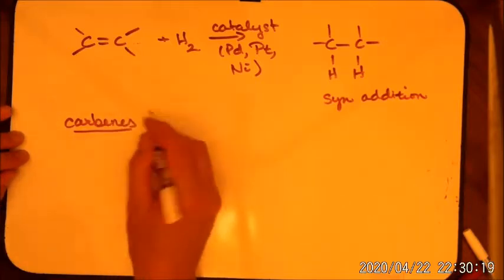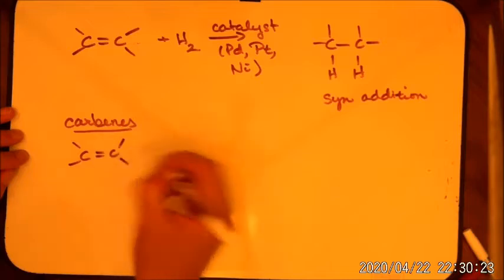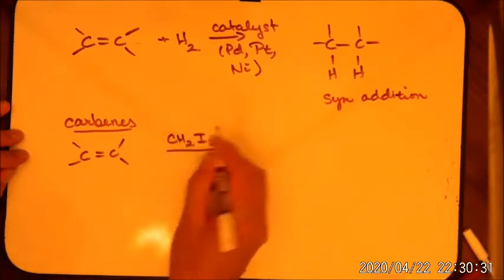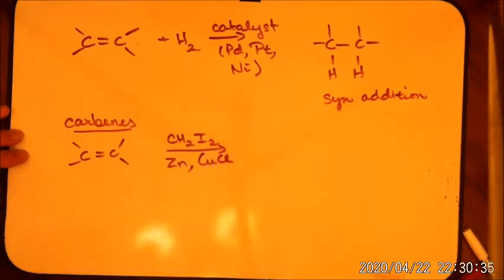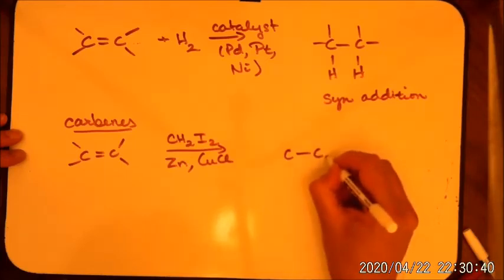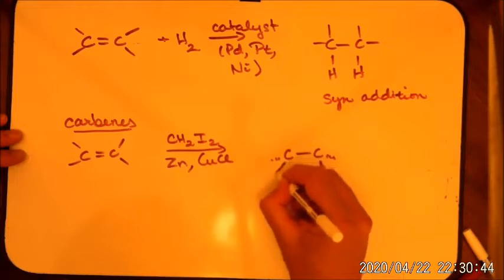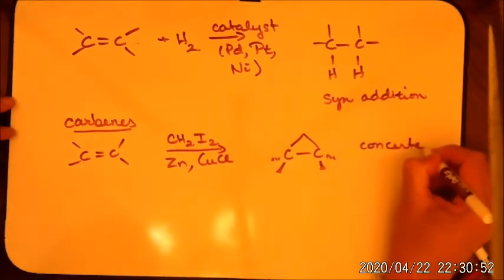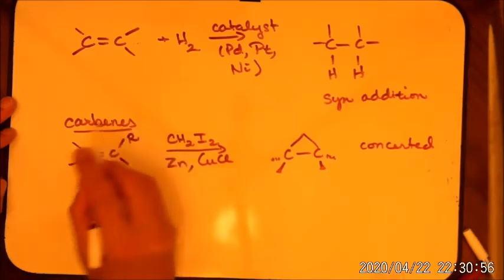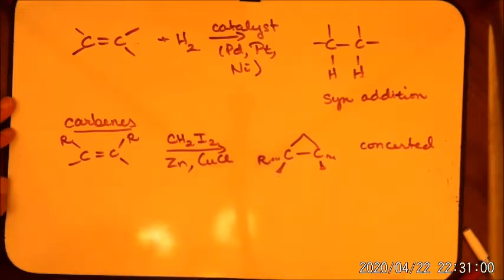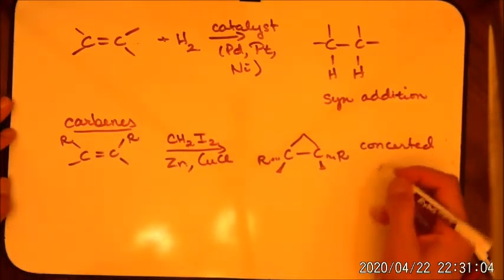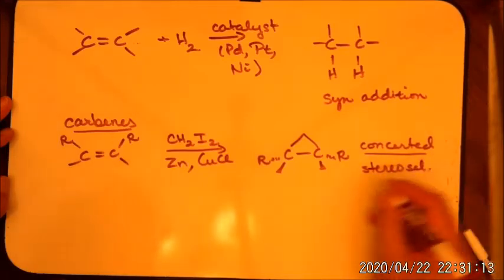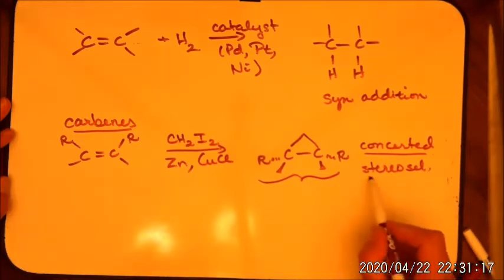Okay, so when we do your carbenes, the major ones that you want to know are your Simmons-Smith, okay, that's your Simmons-Smith. Now, since it's concerted, you're going to have to be aware. I'm going to put an R group here and an R group here, just so you are aware of its stereochemistry. Okay, so since it's stereoselective, be aware that you may form enantiomers.